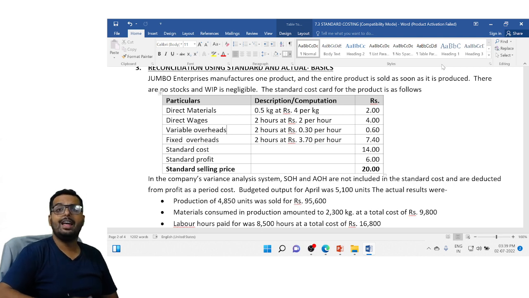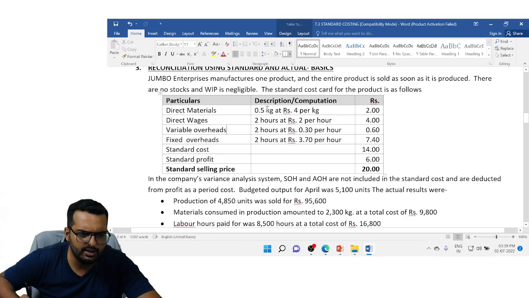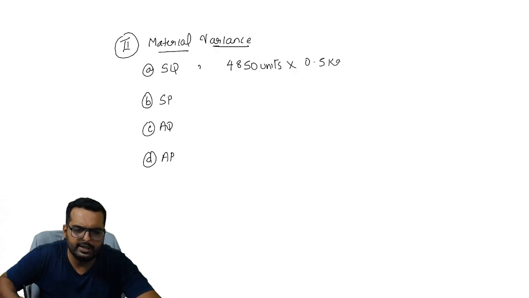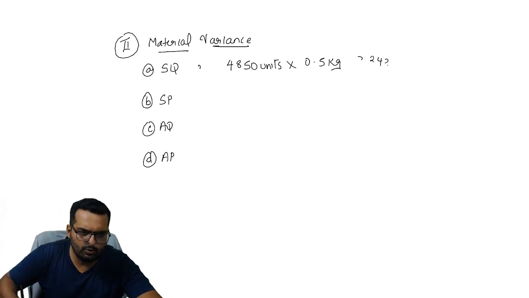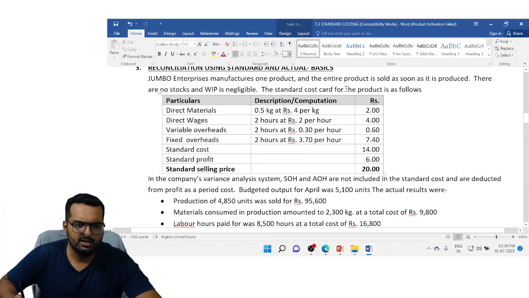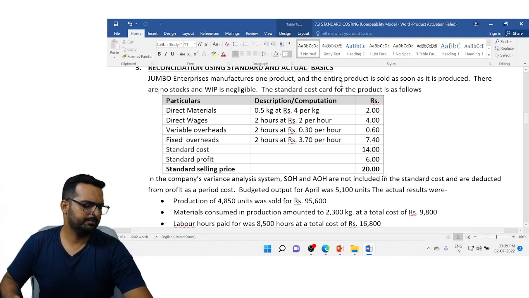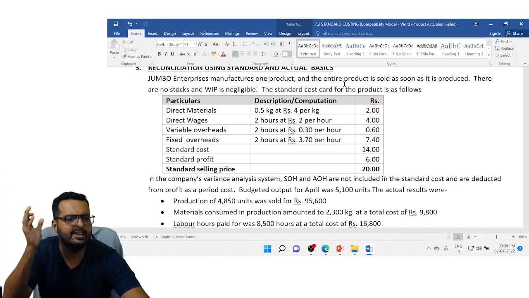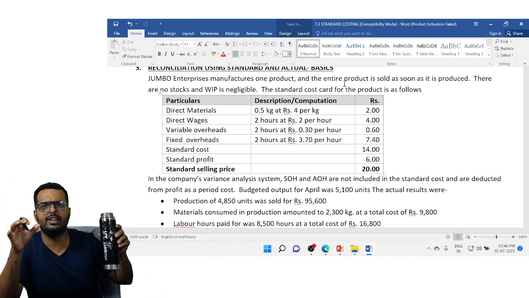SQ is based on actual output. So here the formula would be 4850 units, which is the actual output, multiplied by 0.5 kg. So what's the answer you get over there? You get the answer as 2425 kg. What about SP? You tell me, I will not help you. I want you to think and tell me the answer. Standard price for material will be how much? It's very difficult to pull the data, but once you learn that, the whole question gets easy.